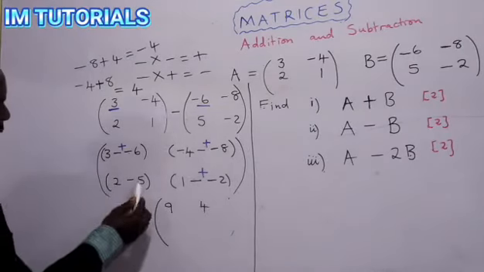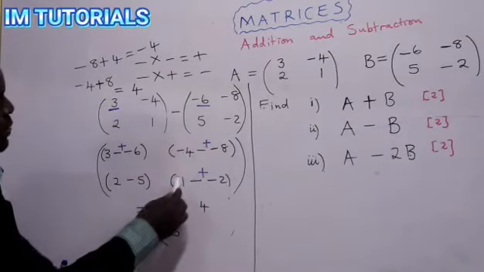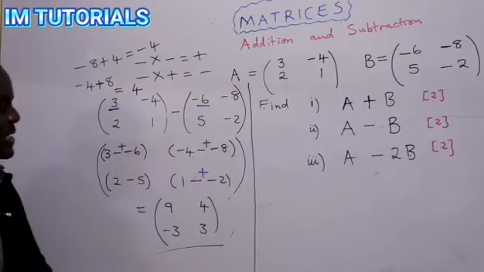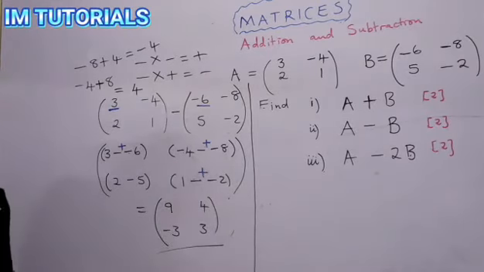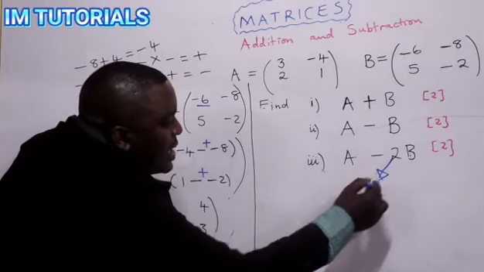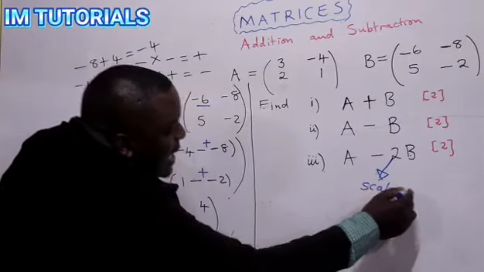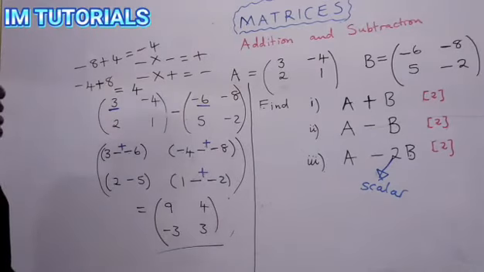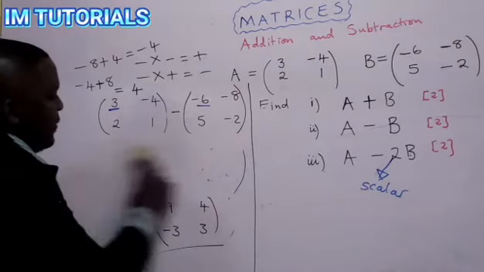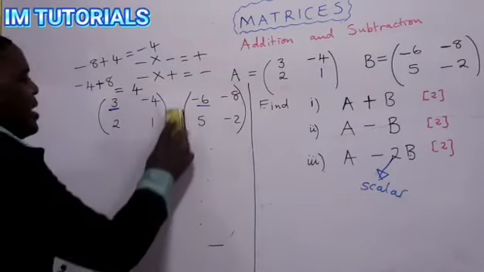Then 2 minus 5, this is minus 3. 1 plus 2, you get 3. And this is your answer. So this is how you subtract. Right. Then move on to the last part of the question. It is requiring you to find A minus 2B. So this number, which is multiplying the matrix B, we refer to it as a scalar. It is a scalar multiple. Right. So, how do you simplify such a question?